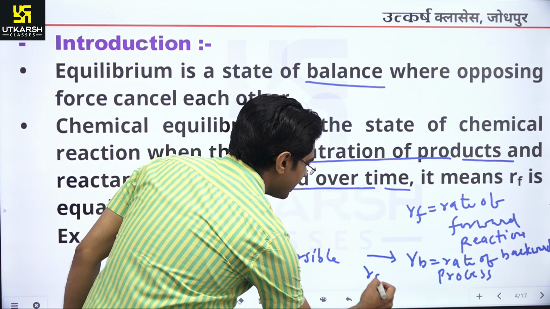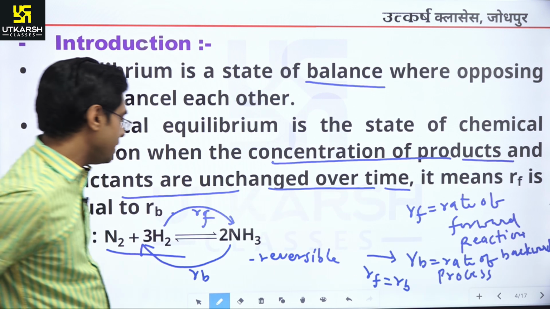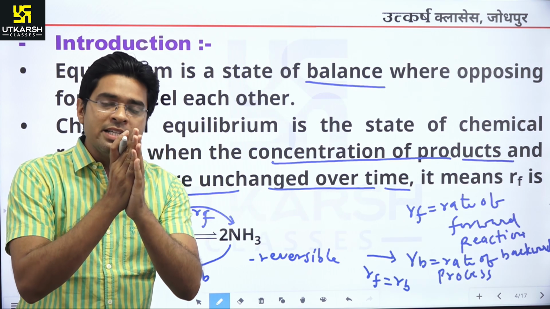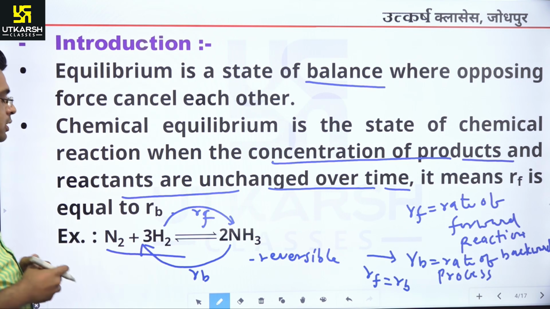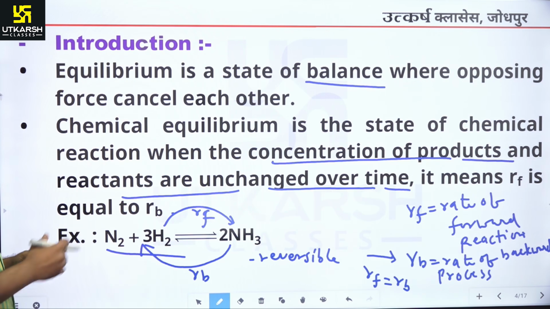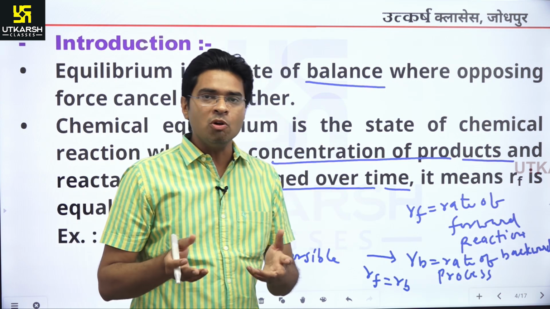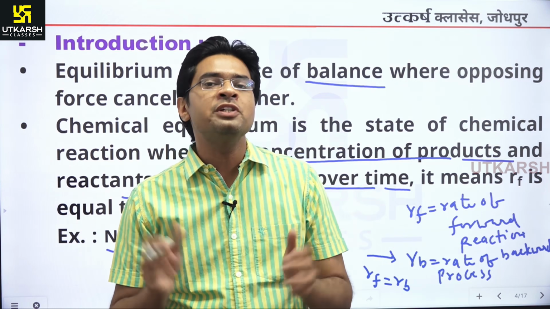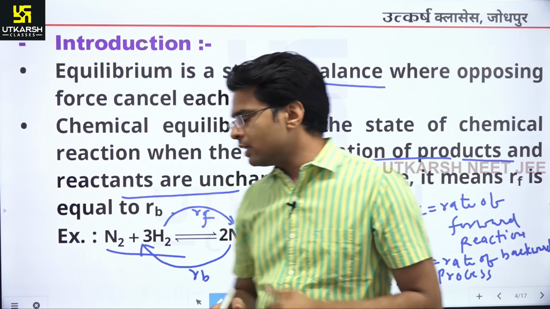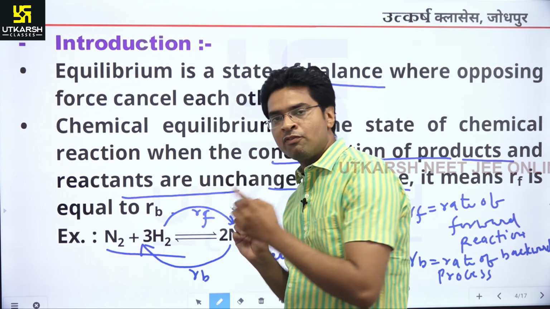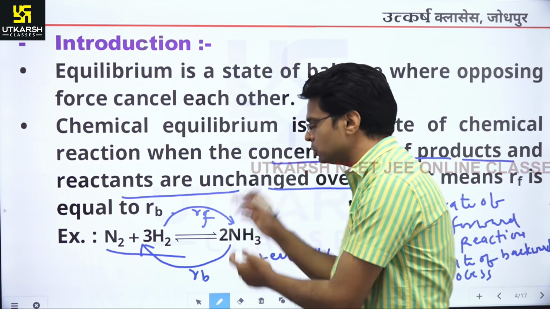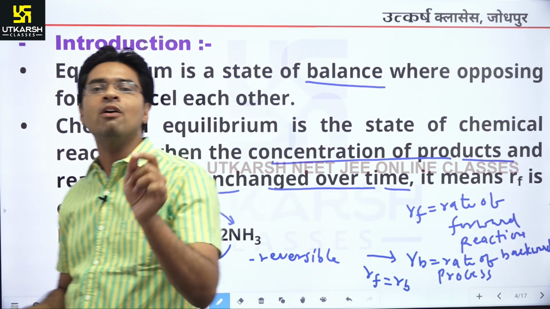Whenever RF becomes equal to RB, we are saying that the two opposing forces cancel each other. What do we mean by two opposing forces? One is the formation of ammonia and the other is the decomposition of ammonia. It's common sense that these two are opposite to each other. So whenever the formation rate of ammonia is balanced by its decomposition rate, it is known as the state of equilibrium.